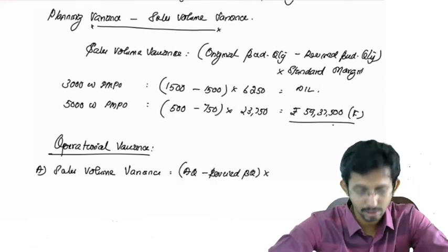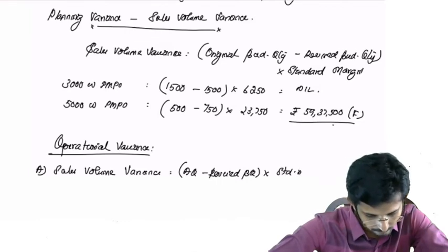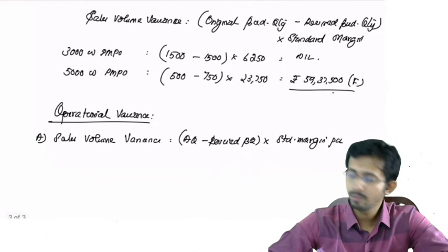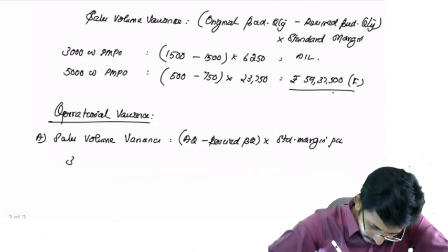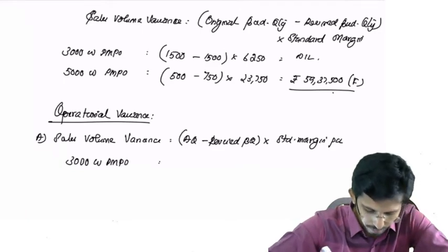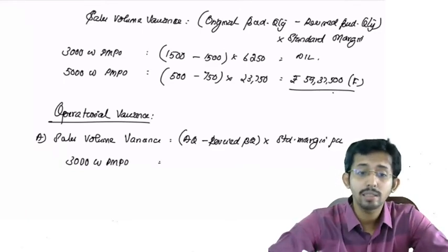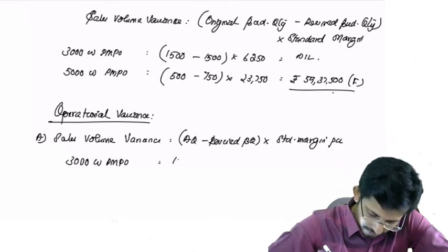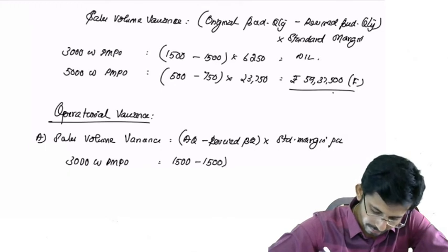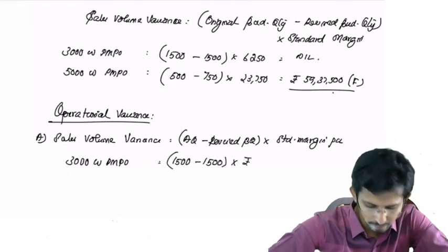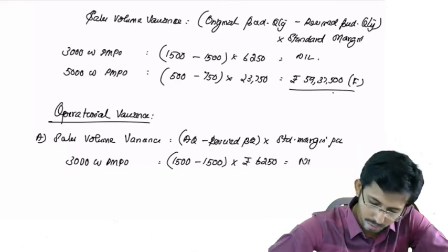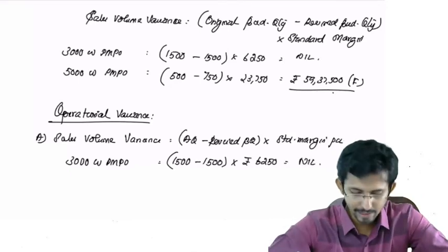Into standard margin. Okay, so we will start with the first model, that is 3000 watt PMPO. What is the actual quantity? Actual quantity is 1500 and revised budget quantity was also 1500 into rupees 6250. How much does it come to? It comes to nil. Okay, variance is nil.